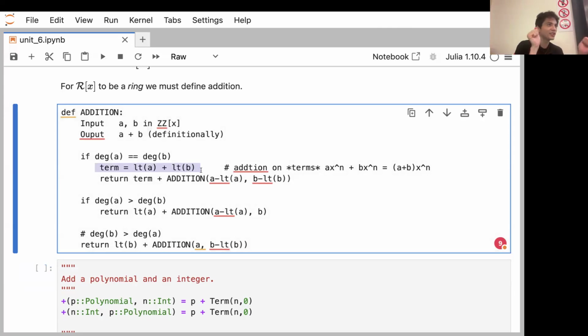This will be easy. Just add their coefficients together. Okay, and then you call addition. Then you add this term to the addition of what remains: remove the leading terms from A and B and recurse.